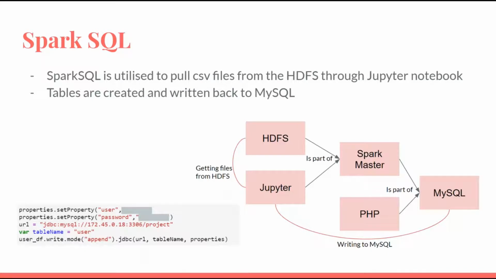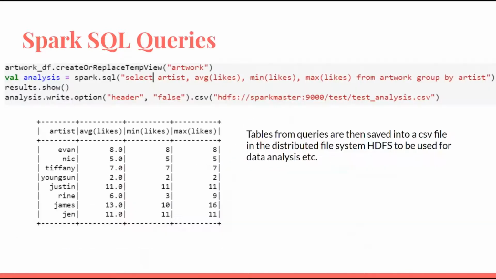ArtCloud uses Spark SQL to populate our database, MySQL, through pulling the CSV files from Jupyter from the HDFS. Jupyter then writes the data back to MySQL. Besides populating the database, Spark SQL is also utilized to perform queries on our database.